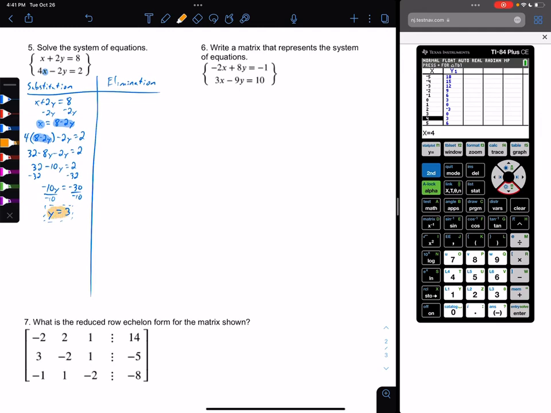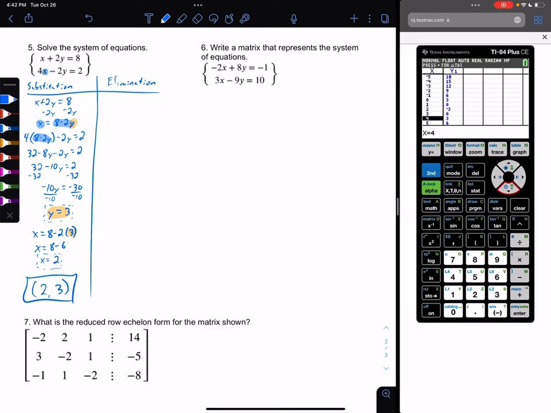Anywhere there's a y, I can plug in. So I can use the first equation, the second equation, or I can actually use this equation here to find x. So I'm going to do that. I'm going to say x is equal to 8 minus 2 times 3. I'm going to use this equation because x is already isolated. So x equals 8 minus 6, which means x is equal to 2. Again, that is part of my solution. So my final solution would be 2, 3.